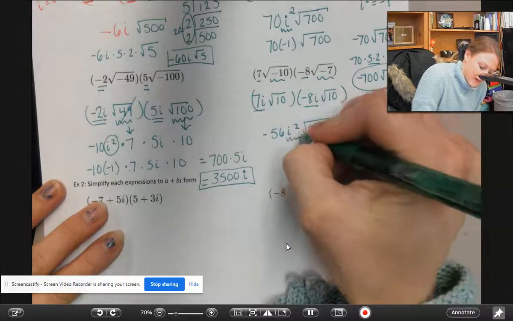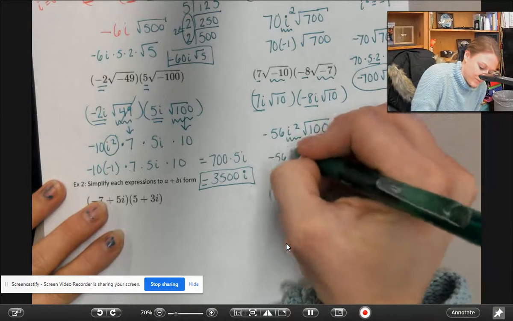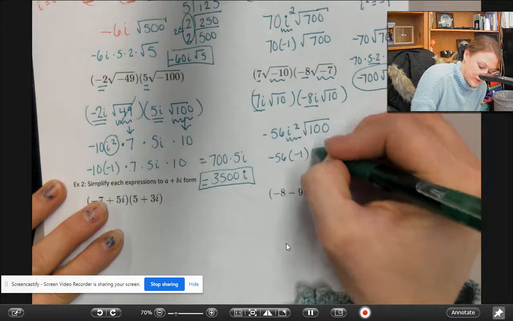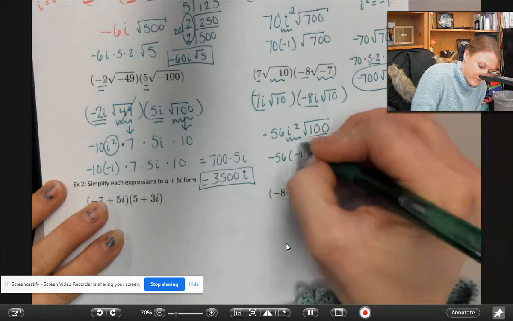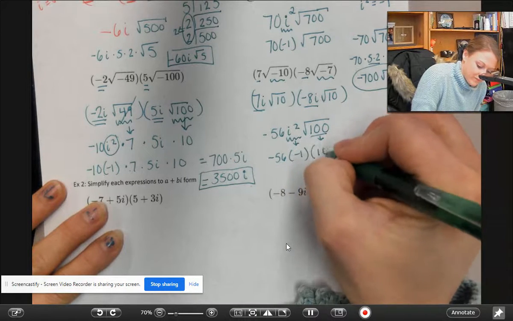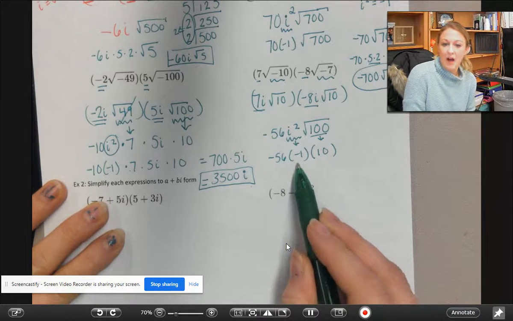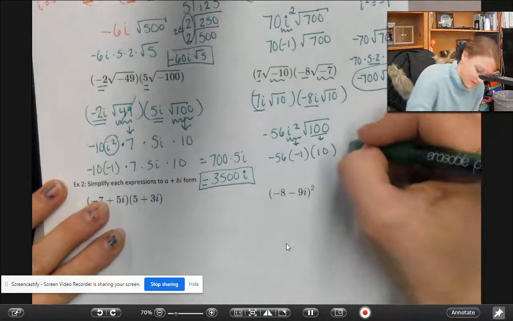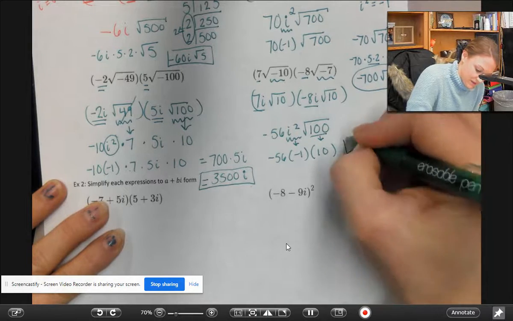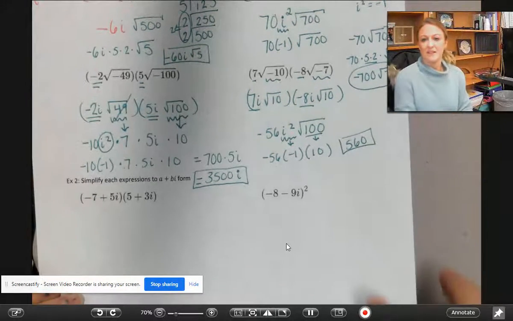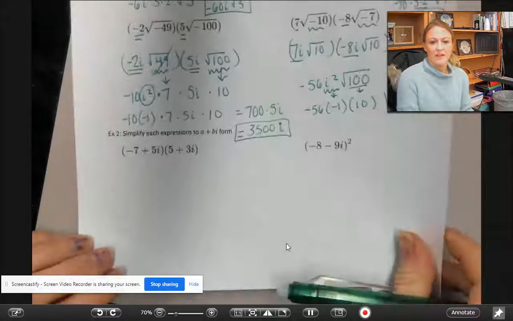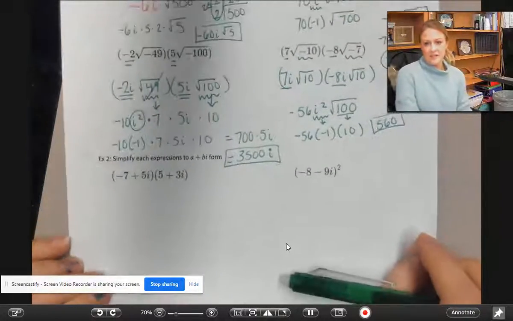All right. i squared is negative 1. Square root of 100 is 10. And so what do we have here? A negative 56 times a negative 1 is positive 56. 56 times 10 is 560. And there we are. Awesome. Okay, so what's the next step?